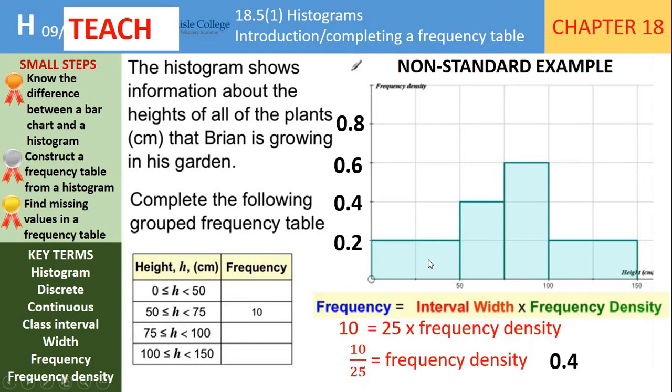Now then, we can use this. Remember to work out the missing frequencies by finding the areas. We now have enough information. So for the first bar, 50 is the class or interval width, multiplied by 0.2 gives us a frequency of 10. The second one was done for us. For the third one then, 75 up to 100 is 25 multiplied by 0.6 to give us a frequency of 15. And the final one, a width of 50, a height of 0.2 gives us an area of 10.